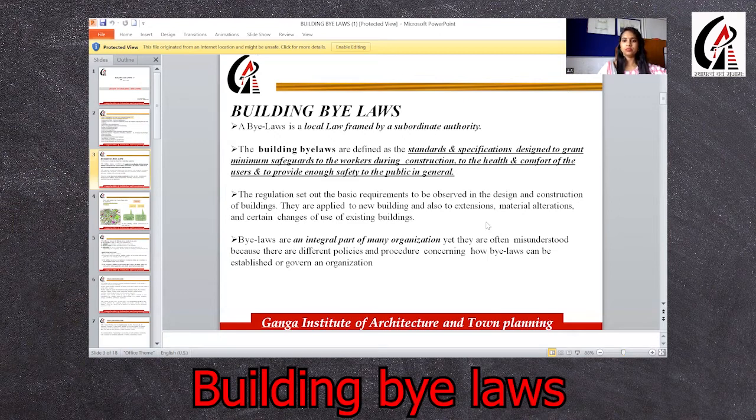The basis of building bylaws is the standards and specifications designed to grant minimum safeguard to the workers during construction, to the health and comfort of the user, and to provide enough safety to the public in general. After that, the rules and regulations which largely regulate the building activity should be formulated to get disciplined growth of buildings and better planned development of the cities, we can say.